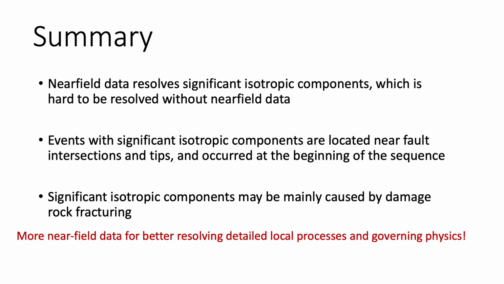Here are the summaries. We have resolved significant isotropic components, which is hard to do without near-field data. Events with significant isotropic components are located near fault intersections and tips, and occurred at the beginning of the sequence. The significant isotropic components may be mainly caused by damaged rock fracturing. The results highlight the necessity of using more near-field data for better resolving detailed local processes and governing physics.